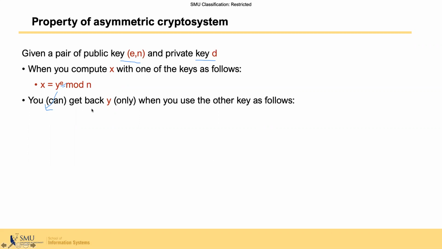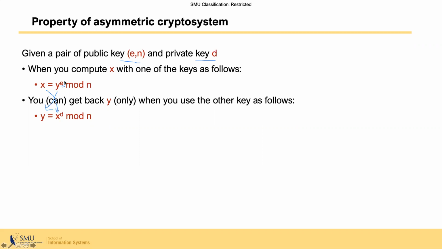That means if you want to get back Y from X, then you take X, and you take the other key that you didn't use here. So in this case, it is D because here you use E, right? Then you take X, raise it to the power of the private key D, and if you take modulus N, then you get back Y. And that is the key property of asymmetric system.